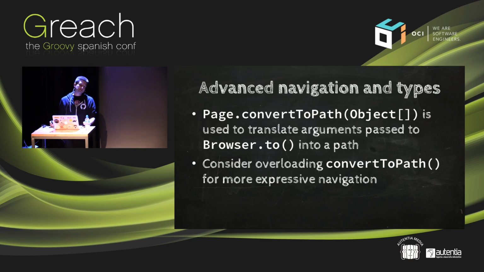The default implementation just basically calls toString on whatever you pass to the to method as additional arguments, and then concatenates them using slashes. So what I'm suggesting here is you could think of overloading convertToPath, and then not using primitives or objects, but structured types that describe what your pages are about.